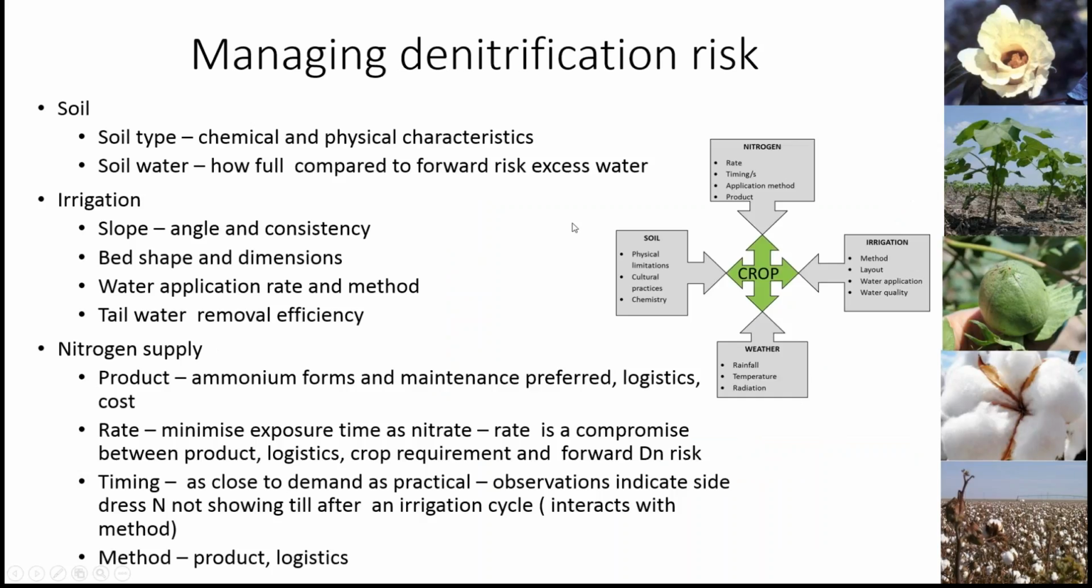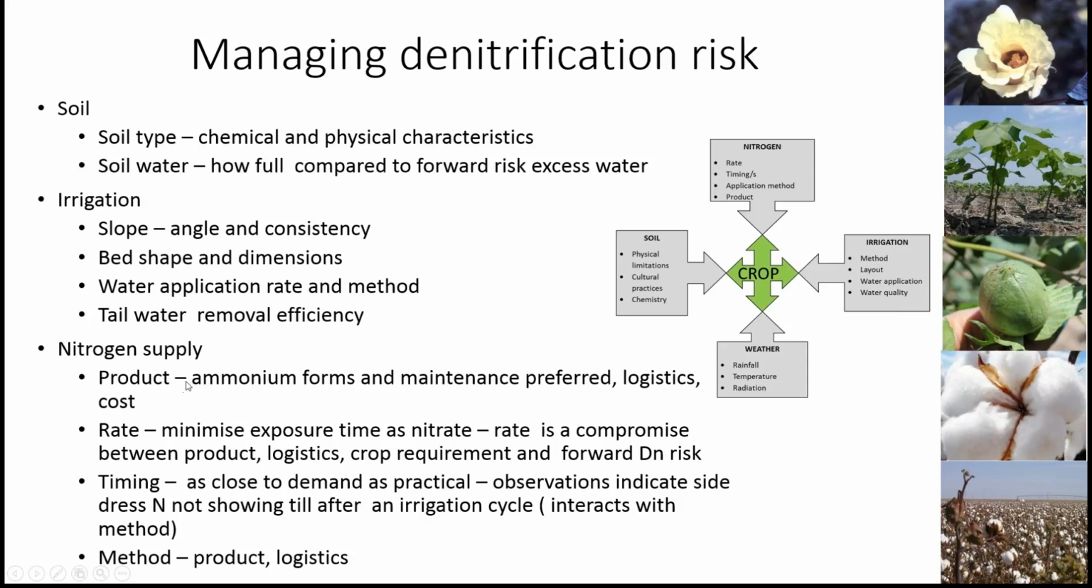So in managing this process, there's a range of things. If this is a problem, then we've got to take into account things like the soil type. Is there something we can do with the soil to avoid waterlogging? Is there something we can do with irrigation to avoid waterlogging? So slope, angle and consistency, bed shape, application rate and method, tailwater removal speed, all of those things, what can we do there? And then once we recognise we're up to our limitations with what we can do there, then what can we do with products?